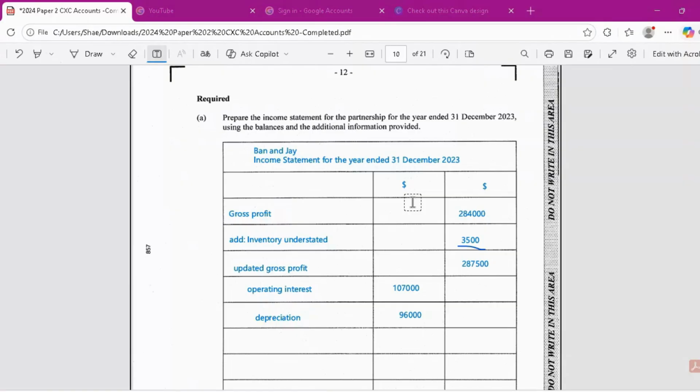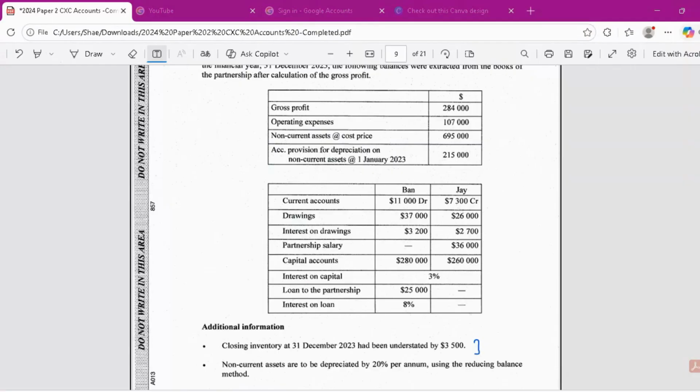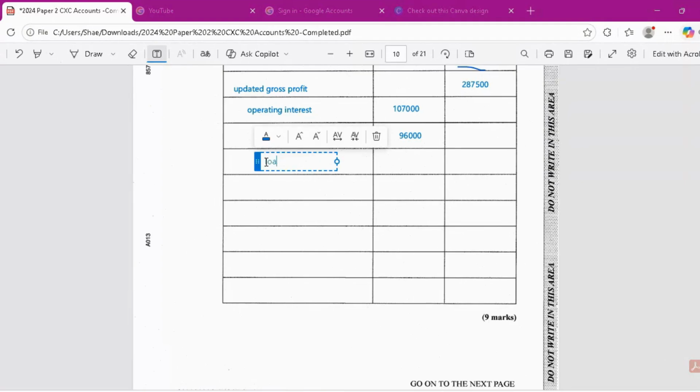Now, please note, as I said before, there was a loan and we have to pay the interest on the loan. Now, the loan amount was, let me see if we can pick that up, 25,000. And there's an 8% interest. So, we're going to put loan interest. And I'm going to just put the working out here. So it's 8% multiplied by 25,000, which will give us that. Let me see if I can also put the depreciation workout here for those who missed it.